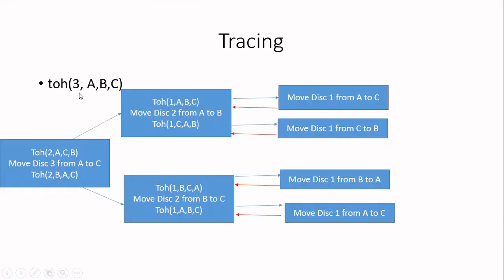So I am calling with 3, a comma b comma c. Then when 3 is passed to the function, there are three steps we have. First, we are going to check whether n is equal to 1. Now n is 3, it is not 1. So it will not go to the base case, it will go to the general case. In the general case, we have again three steps. So those three steps will be executed. Focus here. What is your first step? You have to move n minus 1 disks from the source to the auxiliary.